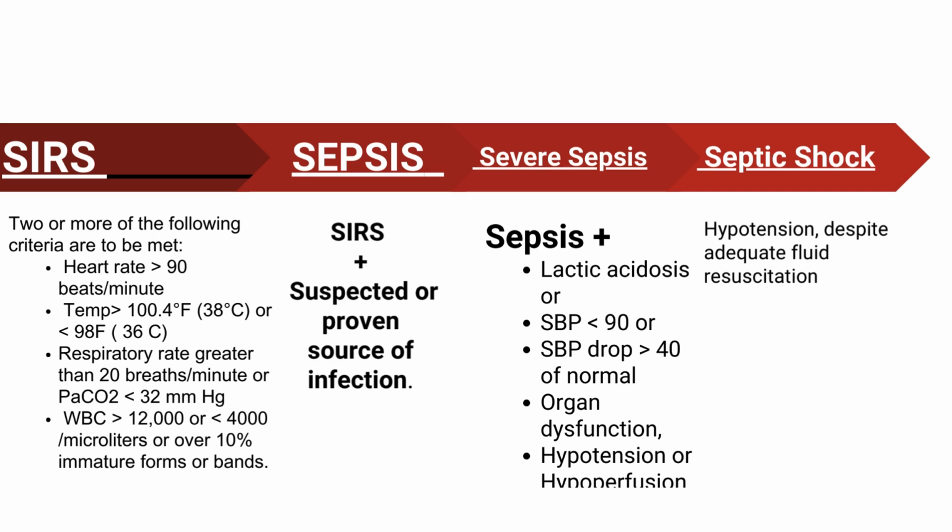If a septic patient has lactic acidosis or systolic BP less than 90 or a drop in systolic BP of more than 40, or organ dysfunction or hypotension or hypoperfusion, then the patient has developed severe sepsis. If hypotension is not treated by fluid resuscitation, that is, it has become refractory, then it means that the patient has developed septic shock.